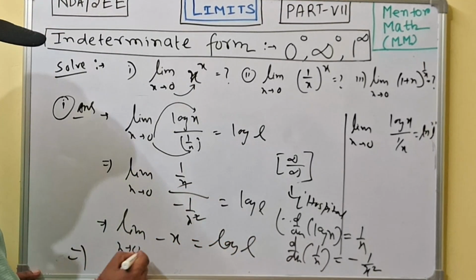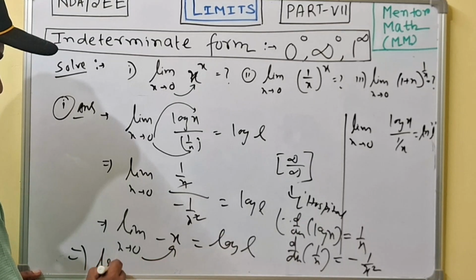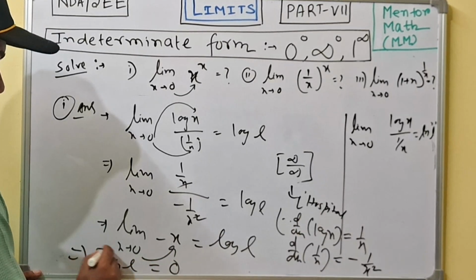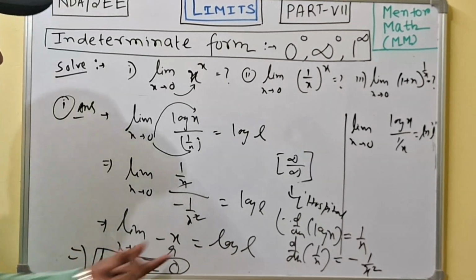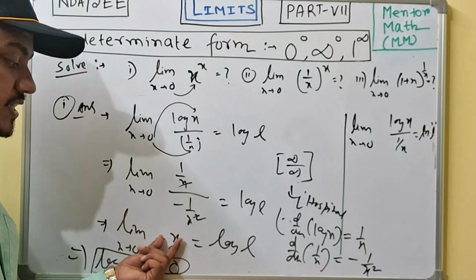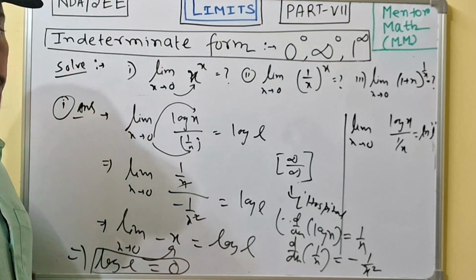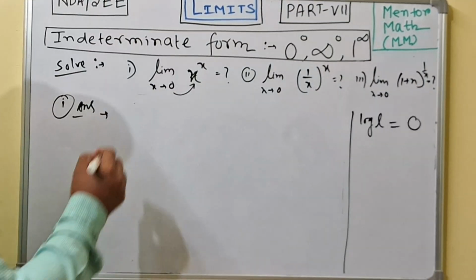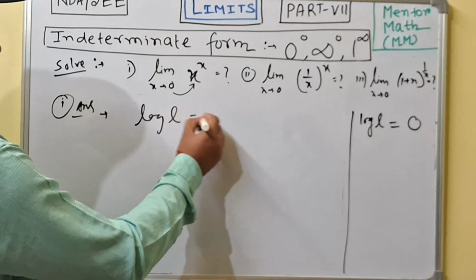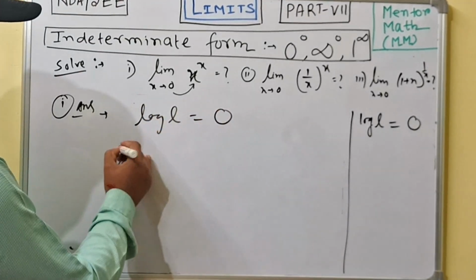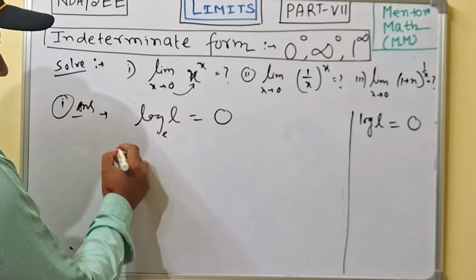So that means if I substitute 0 here, log L is equal to 0. So you found that log of L is equal to 0. Copy please. Now we have log of L is equal to 0. That means the base is e, so you can represent it that way.